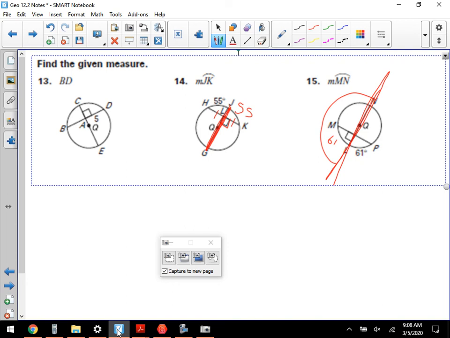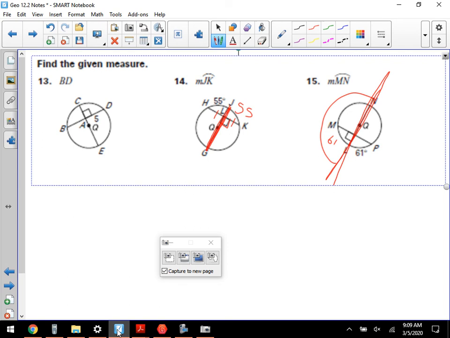There's two ways to do it. In this case here, it's perpendicular to the chord, so it bisects it. So then you've got your one side of the arc is 61, which means the other side is 61. LN is the diameter. It's 180 degrees. Back out the 61, what are you left with?